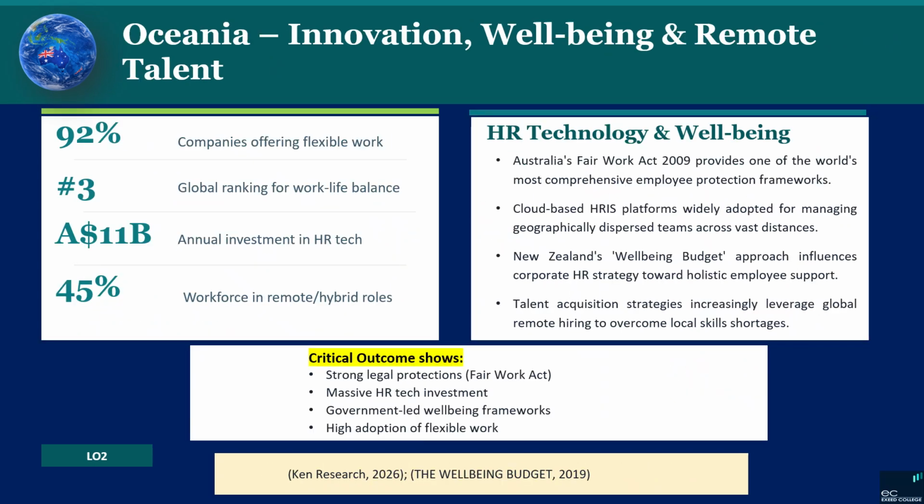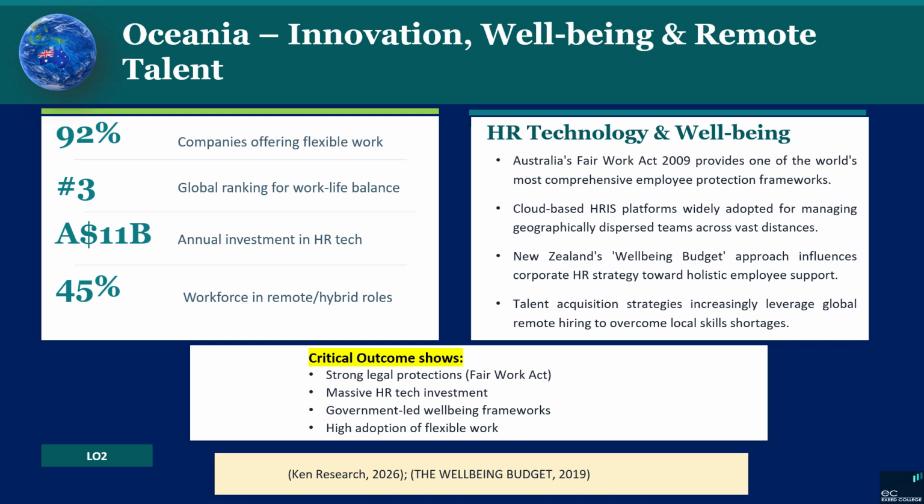This slide explains the key stats for the Oceania region, which is 92% of companies offering flexible work. Number 3 global ranking for work-life balance. Companies invest around 11 billion Australian dollars annually in HR technology. Additionally, 45% of the workforce works in remote and hybrid roles.